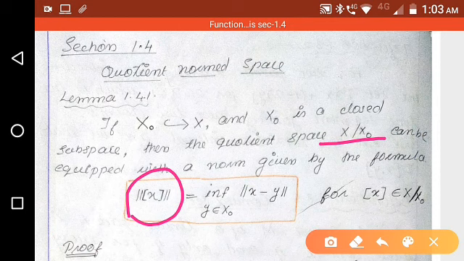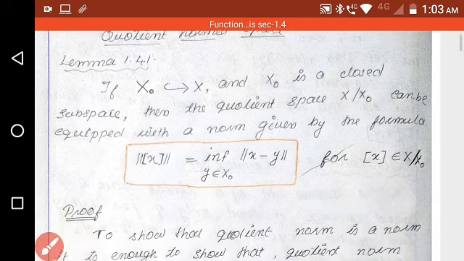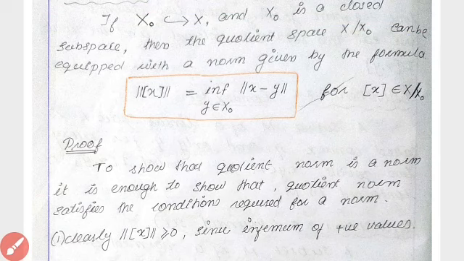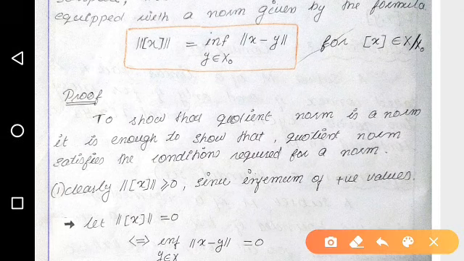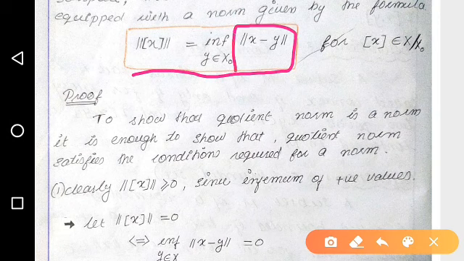That is, we have to show that this quotient norm is greater than or equal to 0 and quotient norm equal to 0 if and only if coset x equal to 0. Here our element is coset x, and the other two conditions also we have to prove, the second and third conditions. Now let us enter into the proof. By definition itself, norm of coset x is the infimum of many positive values. That means norm of coset x is greater than or equal to 0.